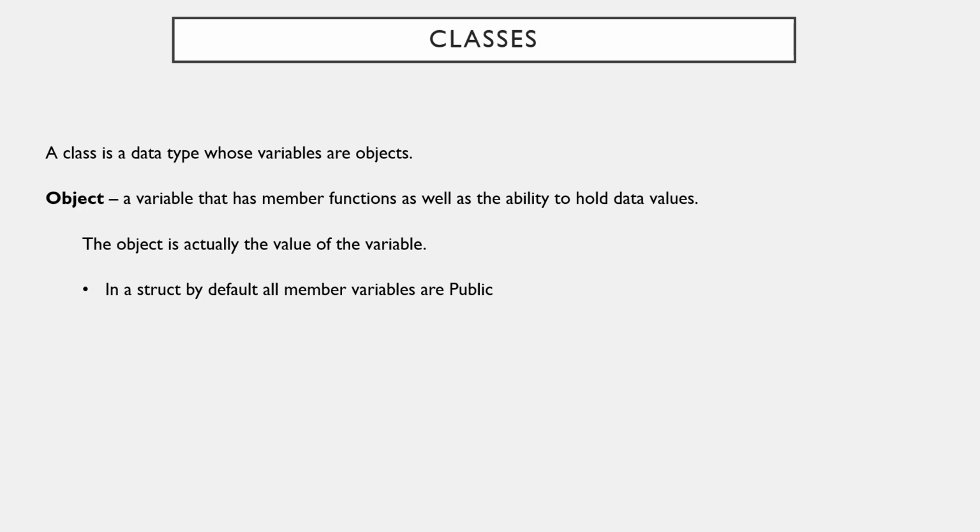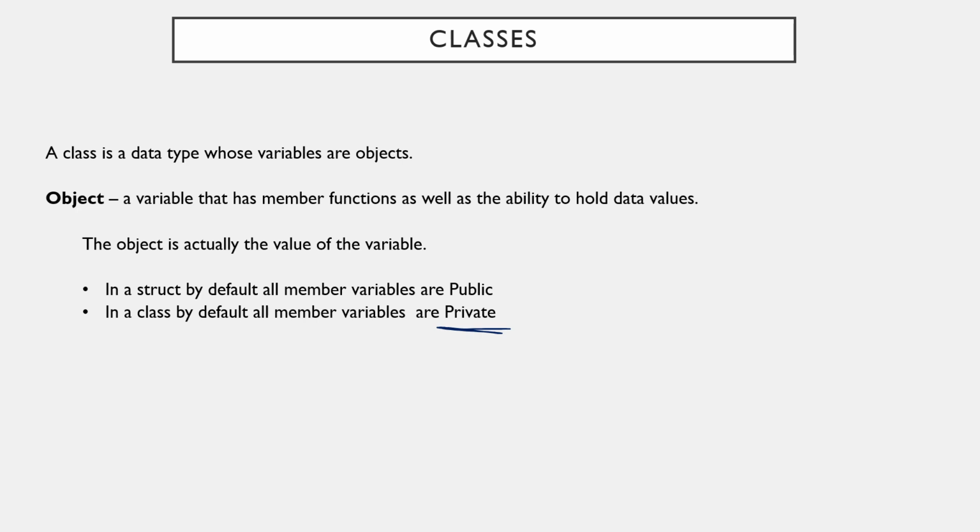By default, all member variables in a struct are public. You don't even have to put the keyword public. When you define a structure, everything is public. That means it can be accessed outside of your struct just by using the dot operator. In a class, all member variables are private by default, but when you create your class, you can decide what you want to be private and what you want to be public.